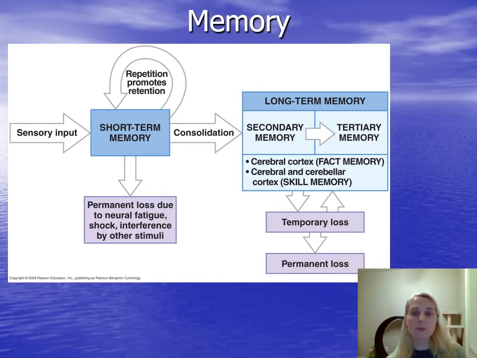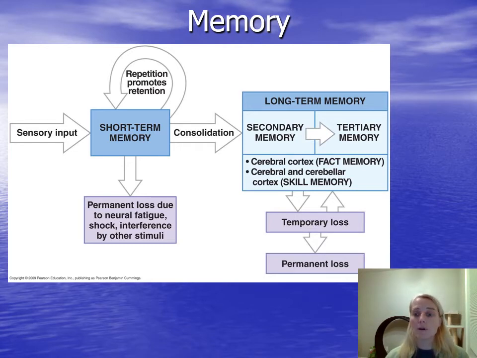So those terms should be pretty familiar to most people. Short-term memories are memories that last for a little bit of time. But if we don't consolidate those to long-term memories, they're gone, and we'd have to relearn that information. Of the long-term memories, there's what's called a secondary memory, which is like a long-term memory, but you could lose it. And then there's tertiary memories, which are long-term memories that you typically aren't ever going to forget.